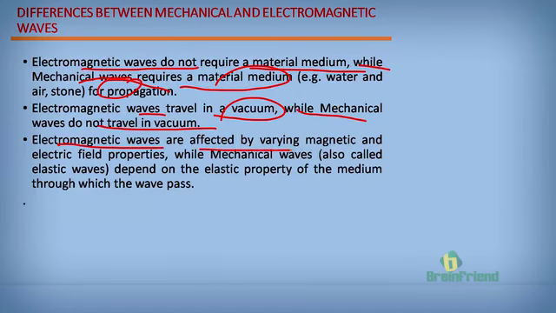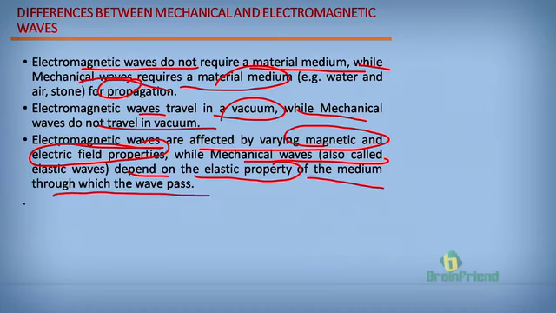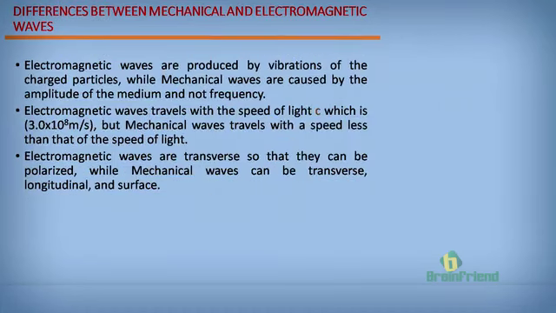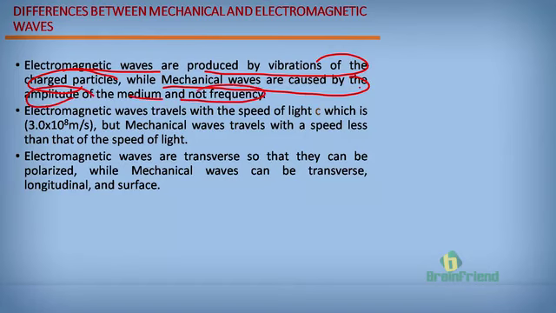Electromagnetic waves are affected by the varying magnetic and electrical field properties, from the word electromagnetic. So the electrical and magnetic properties of the field affect that of the wave. But a mechanical wave is only affected by or depends on the elastic property of the medium through which the wave passes. Electromagnetic waves are produced by the vibration of charged particles, electricity, while mechanical waves are caused by the amplitude of the medium and not frequency.